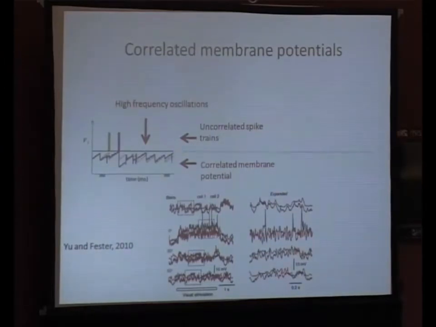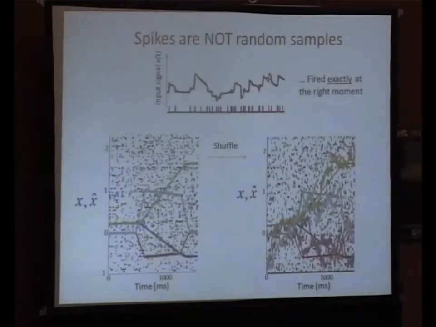This actually looks similar to, for example, the observations made in primary visual cortex. When you look at membrane potentials of two neurons with similar orientation preference, they are actually strongly correlated. They have these high frequency gamma oscillations, but the spike trains are not, or only very weakly. But I want to insist on the fact that even if these spike trains are asynchronous, irregular, and have very high variability, the spikes are not random samples, at least not if you give exactly the same input on different trials. There's zero input noise. The spikes are exactly at the right moment in order to represent that underlying signal.